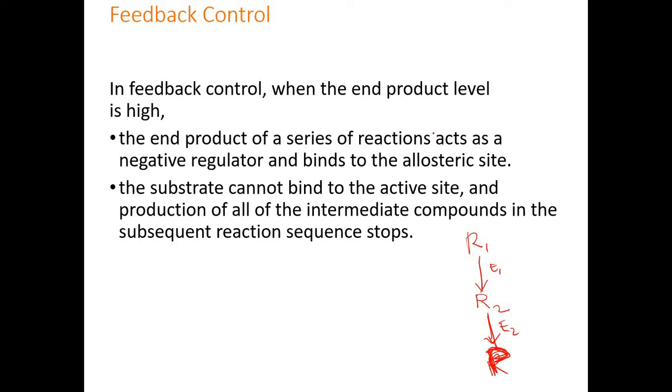So feedback control is when the end product level is high. So for example, there is a lot of end product, and the end product of a series of reactions acts as a negative regulator and binds to the allosteric site. So, because there is a lot of it, this will act as a negative regulator, meaning it could bind to the allosteric site of this enzyme. So it will bind to the allosteric site of this enzyme, so the reaction stops. Okay? This is what you call feedback control.